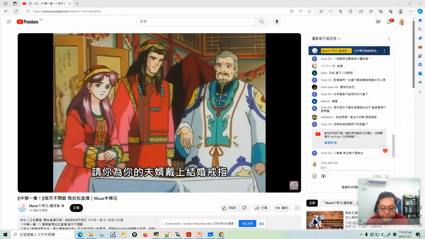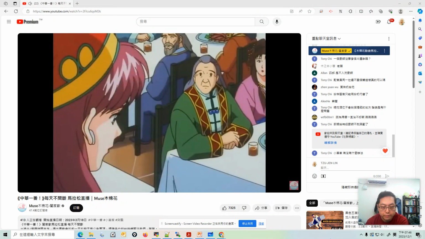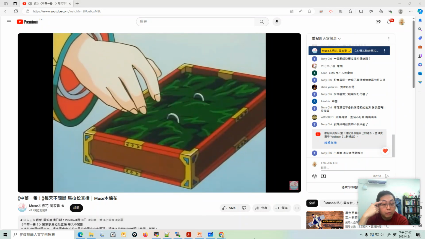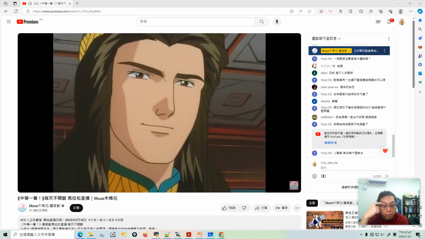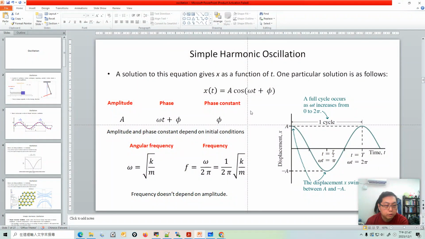Hello everyone. This video is to show you an example for simple harmonic oscillation. In the previous video we showed the solution of the equation of motion of simple harmonic oscillation. The solution is a position function: amplitude times the cosine of omega t plus phi. And also in the previous video, we showed that once you have the position function, you can obtain the velocity function and the acceleration function very easily.